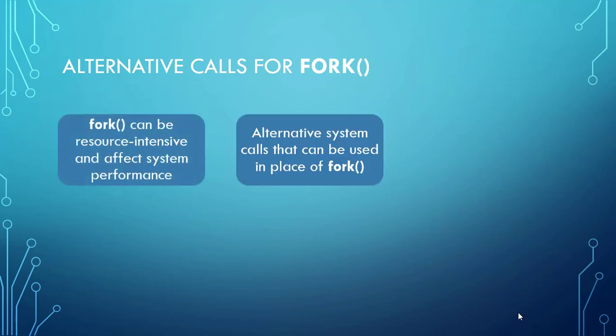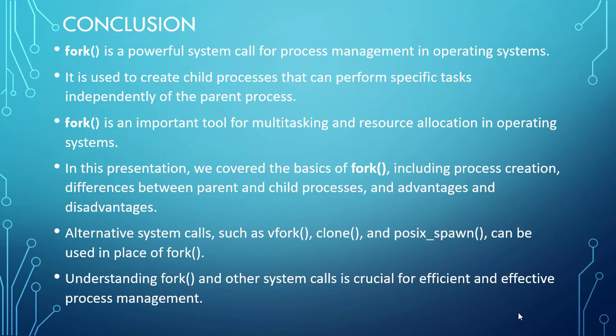Conclusion. In this presentation, we have learned that fork is a powerful system call for process management in an operating system. It is used to create child processes that can perform specific tasks independently of the parent process. Fork is an important tool for multitasking and resource allocation in an operating system.